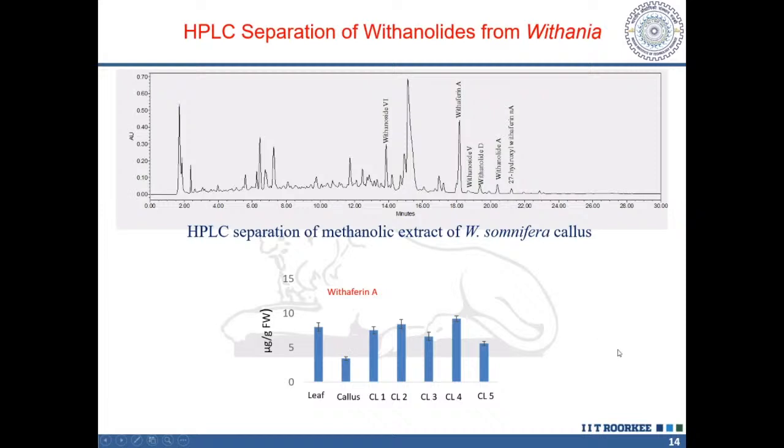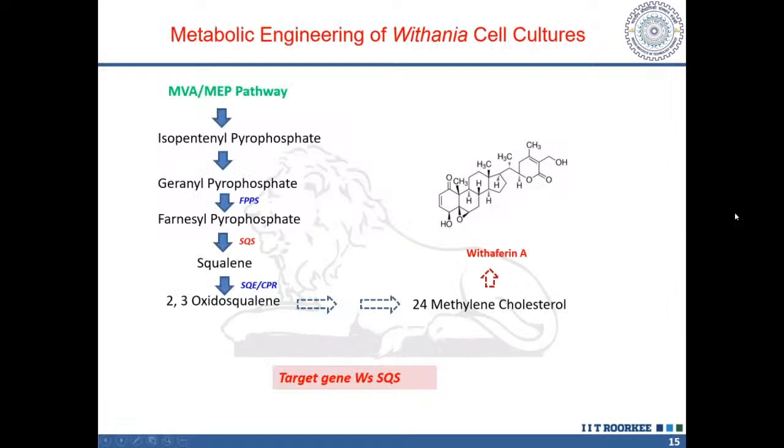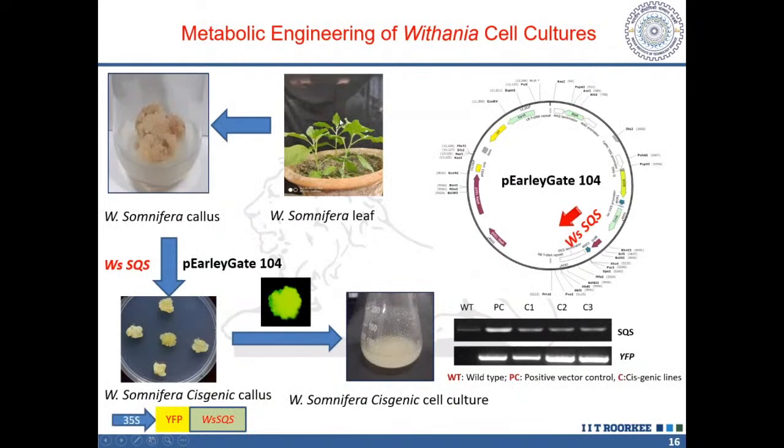With that goal, we thought we'd engineer the biosynthetic pathway of Withaferin biosynthesis. Looking into the Withaferin biosynthesis, it starts with isopentenyl pyrophosphate, and then it goes through geranyl pyrophosphate, and finally it gives 24-methylene cholesterol. This is supposed to be the biosynthetic precursor of different withanolides, including Withaferin A. So we targeted this Withania somnifera SQS gene, the squalene synthase gene, and we overexpressed it in the cell culture. That was our strategy.